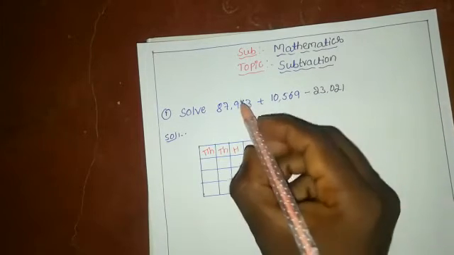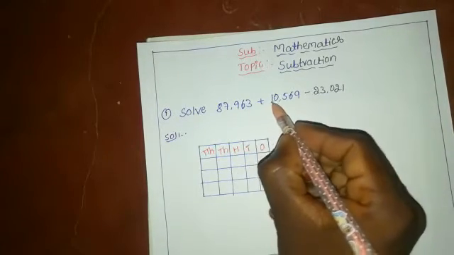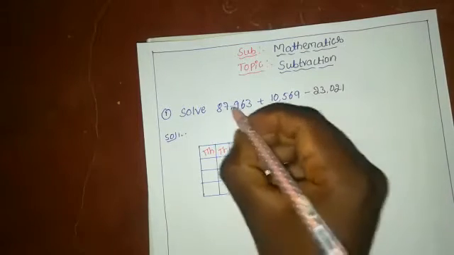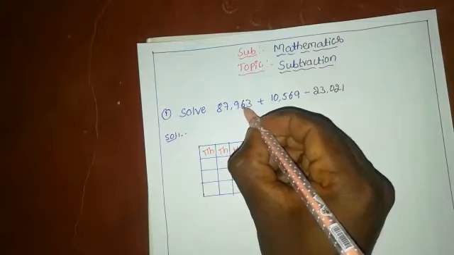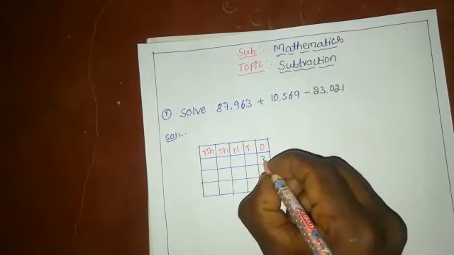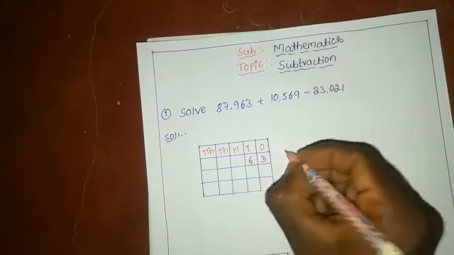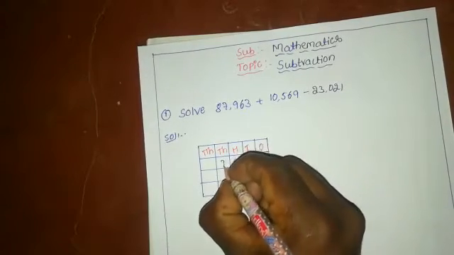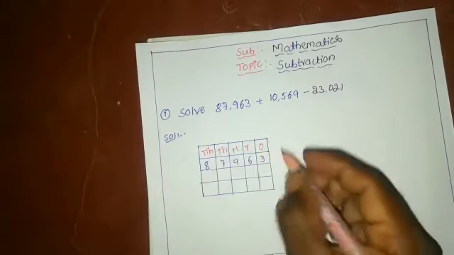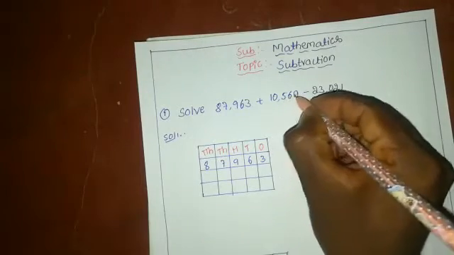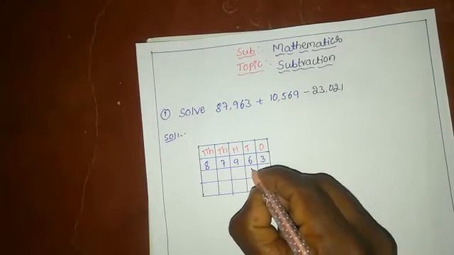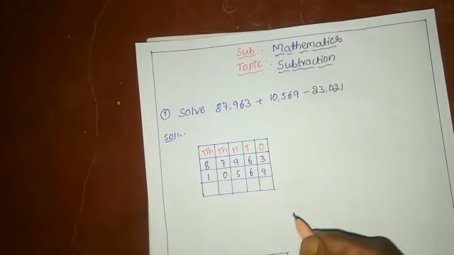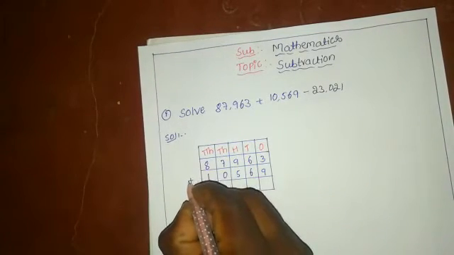At first we have to add these two. We have to write the numbers in columns correctly. First 87,963: at ones place 3 is there, tens place 6, hundreds 9, thousands 7, and ten thousands 8. Then 10,569: ones 9, tens 6, hundreds 5, thousands 0, ten thousands 1. Here we have to add these two, which means a plus sign.